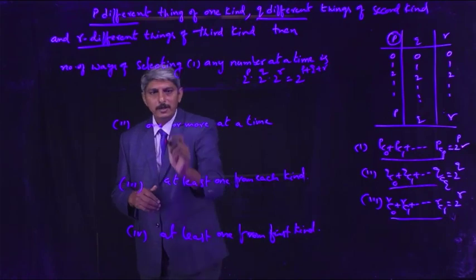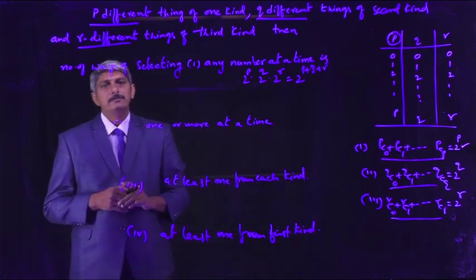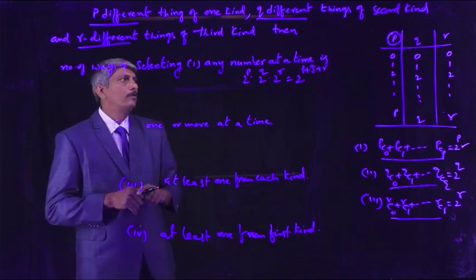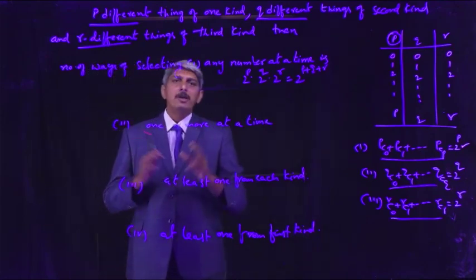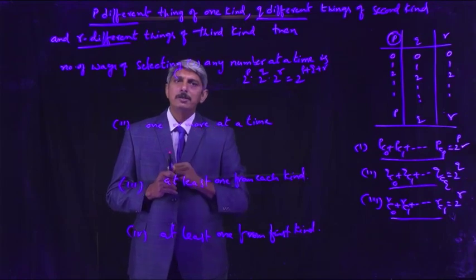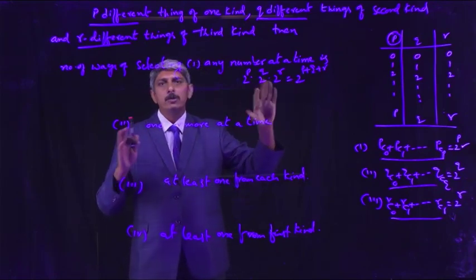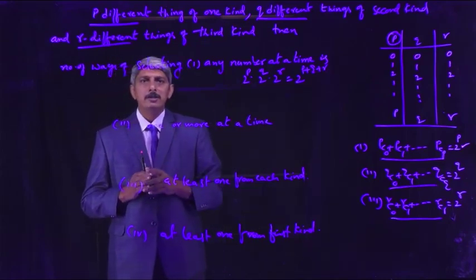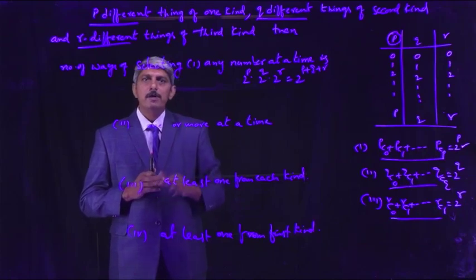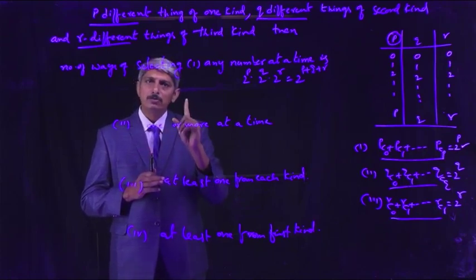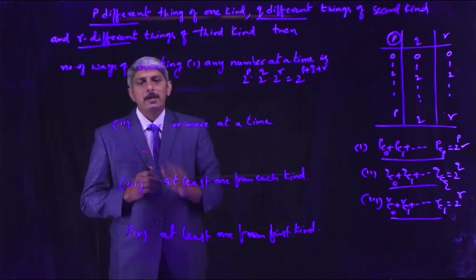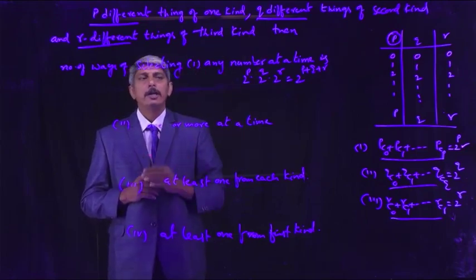Next, one or more at a time. Only the 0 case. Out of all these cases, how many cases contain 0 objects? Only one case. Out of P, Q, R, we have P plus Q plus R things in total. Among these, how many ways contain 0 objects? P plus Q plus R C 0, that is only one way. We exclude that one way from the total cases, and then we get one or more at a time.